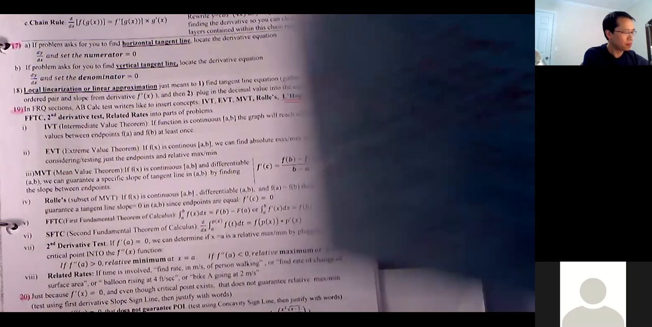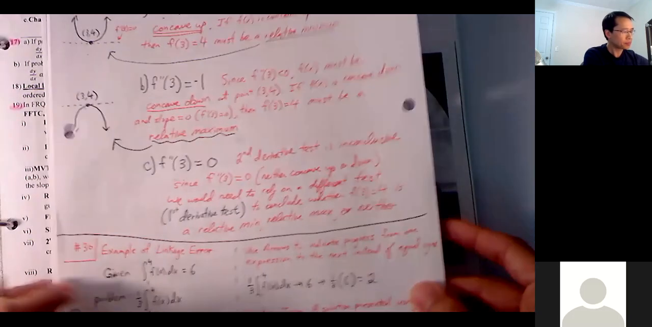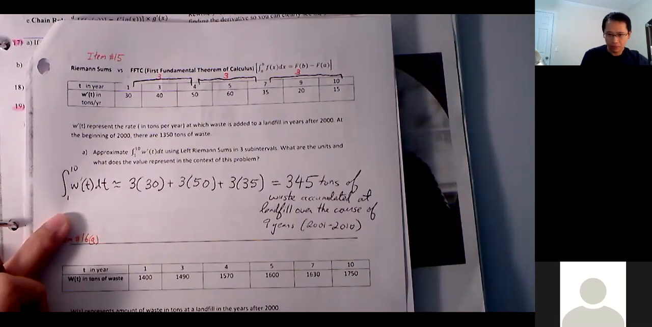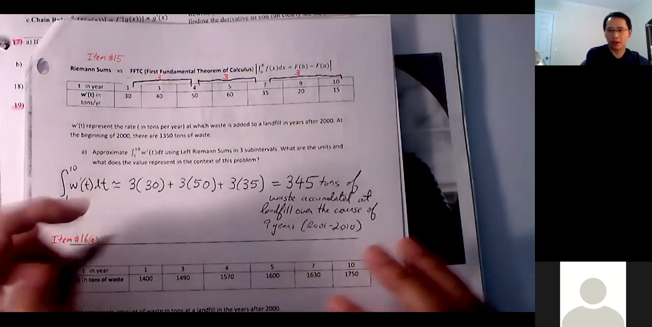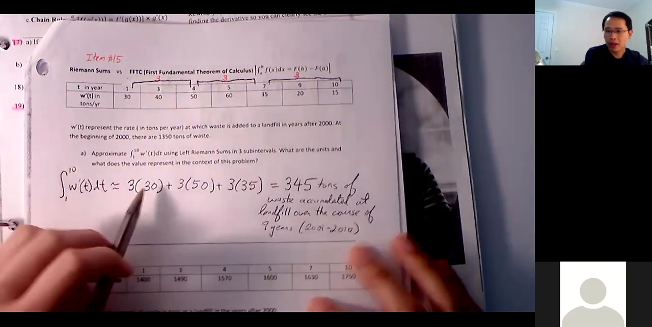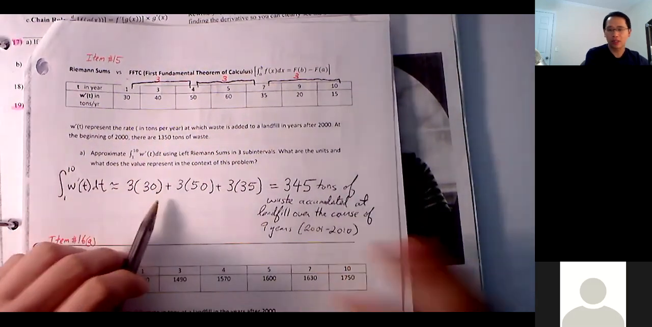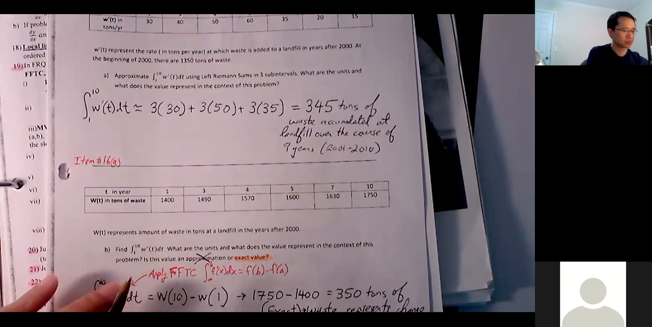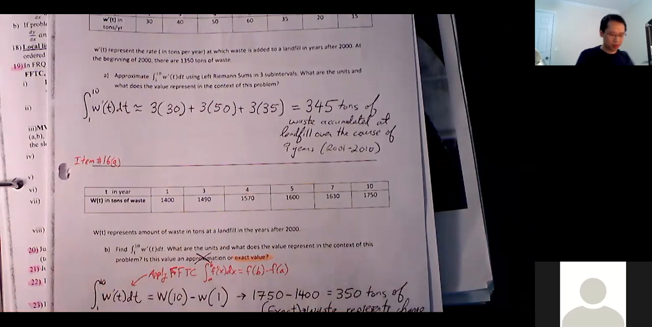Let's see. Okay, so I think what the table, this one here. Okay, this one here. Okay, using right Riemann sums. Okay. Sorry, I'm getting a sheet of paper here.